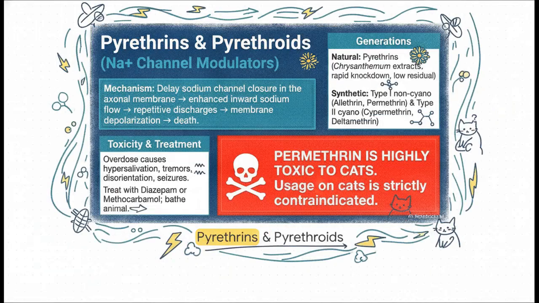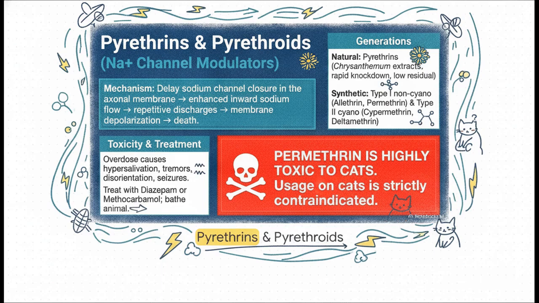So let's break down these specific drug classes one by one so you really get a feel for how they operate. First up, we have pyrethrins and their synthetic cousins, the pyrethroids. These are sodium channel modulators. Their mechanism of action is just fascinating. They essentially jam the parasite's transmission lines. By delaying the closure of sodium channels in the axonal membrane, they allow this massive, uncontrolled inward flow of sodium. This triggers repetitive neuronal discharges, total membrane depolarization, and ultimately it kills the parasite.